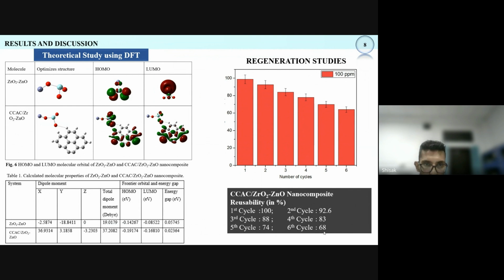In order to complement the experimental study, we have done some theoretical studies so that it will help to save the overall cost and increase the efficiency. Using the density functional theory method, we were able to optimize the structures, and we were able to study the HOMO-LUMO band gap. And from the studies, we were able to confirm that the prepared material showed a lower band gap as compared to the zirconium dioxide and zinc oxide nanocomposite.